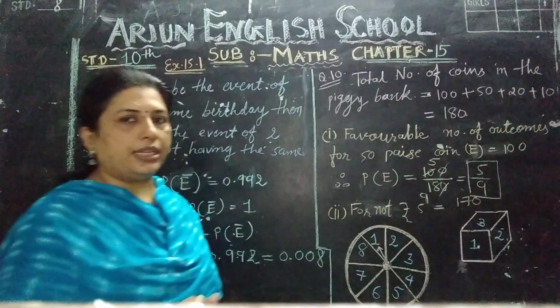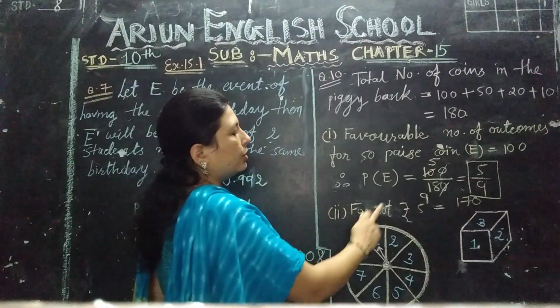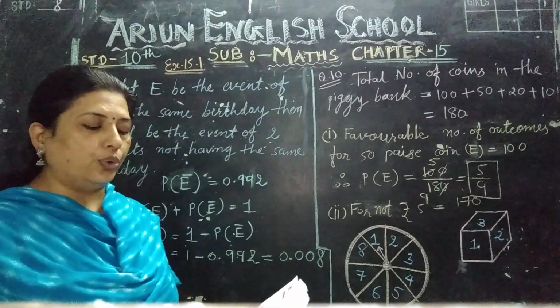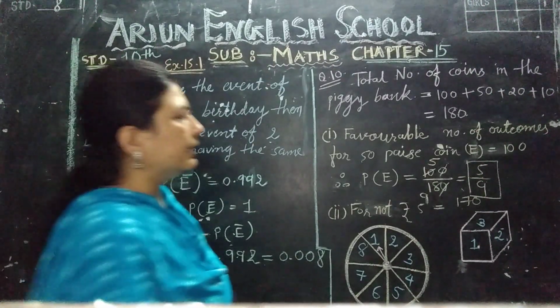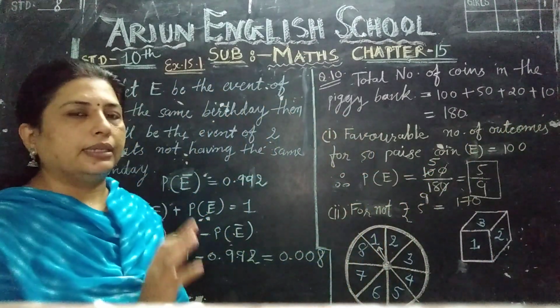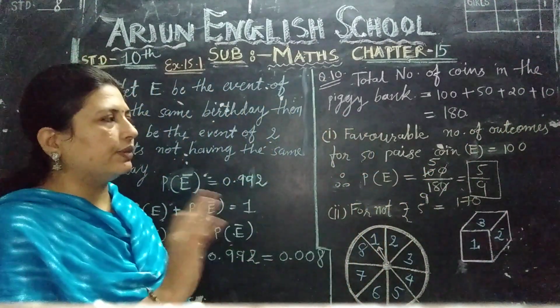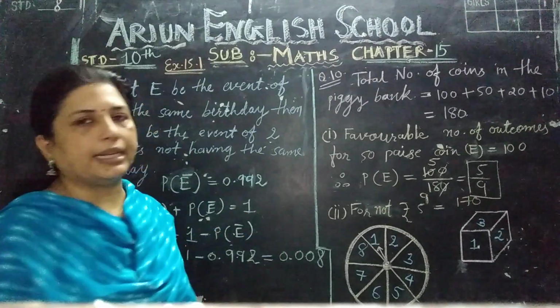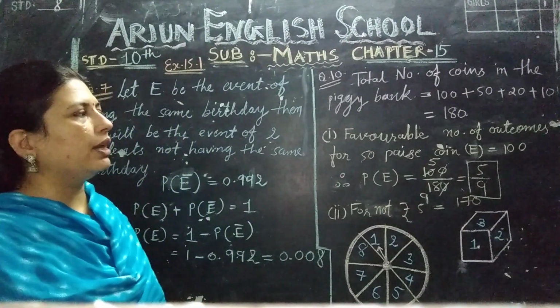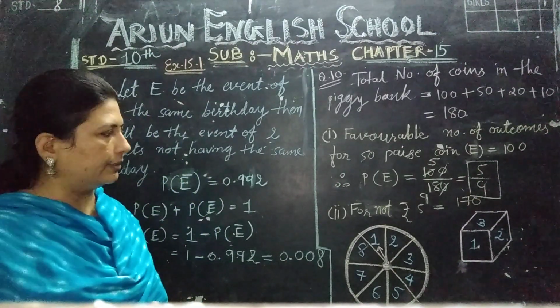And the second question is for not getting a rupees 5 coin. And as you know, rupees 5 coins are 10. So favorable outcomes are 10. But total is 180. So 10 divided by 180 is the answer. But you can cut the zeros. So 1 upon 18 is its answer.